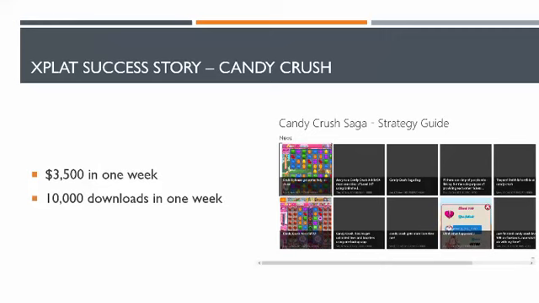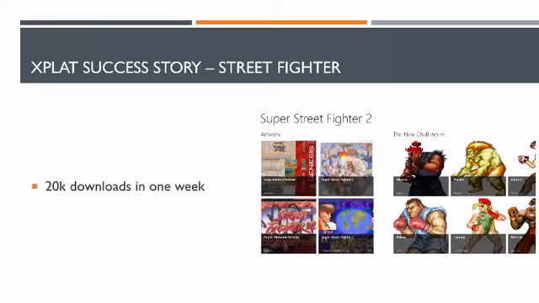So if we zoom in on how popular these really were, the Candy Crush Saga strategy guide made $3,500 in 1 week with 10,000 downloads, which is just really insane. And the Super Street Fighter 2 fan app had 20,000 downloads in 1 week.